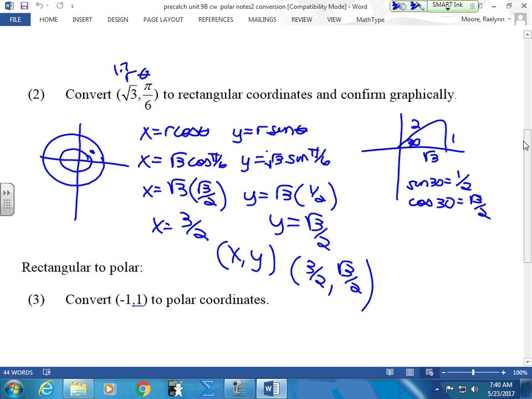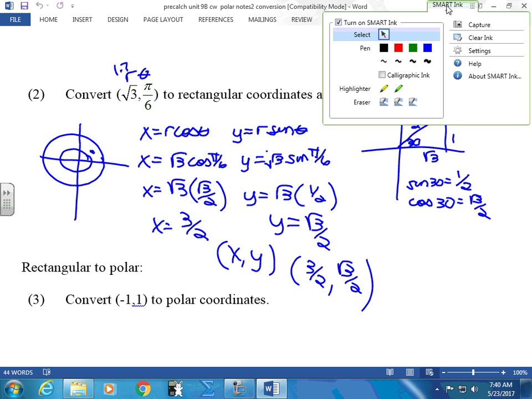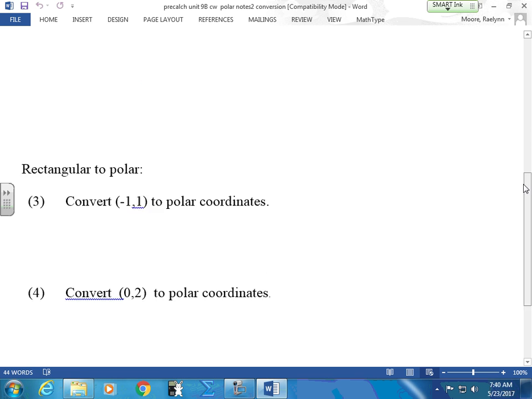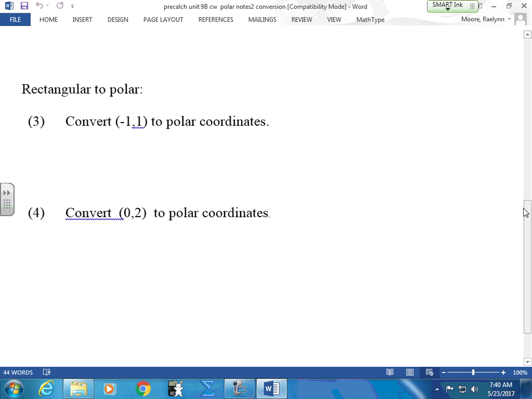Okay? Now, the second one, we have two other formulas for. We're going from rectangular to polar. So rectangular to polar, as said on the first page, you need to get a radius, you need to get an angle. So we have two things that deal with the x and the y's.